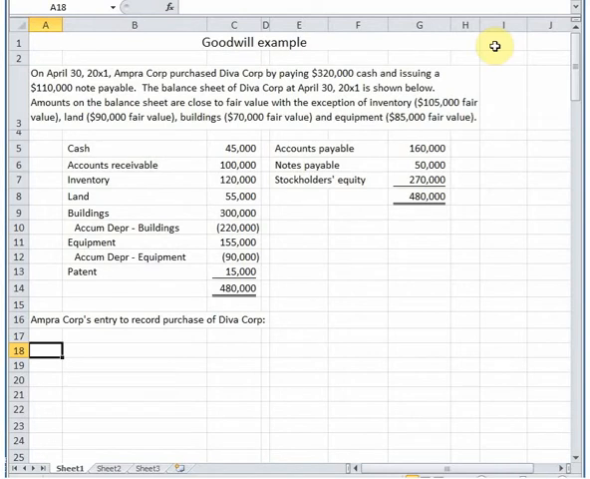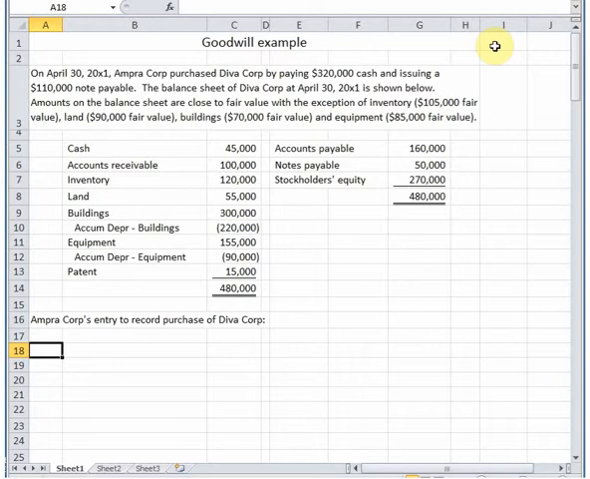This video walks through how to record a simple purchase transaction with Goodwill. So first, what is Goodwill? It's really the value of an organization's reputation, their relationships with their customers, how widely known and how well thought of it is with the general population.